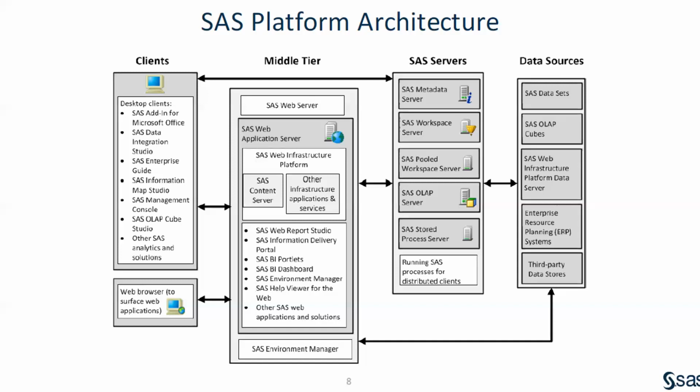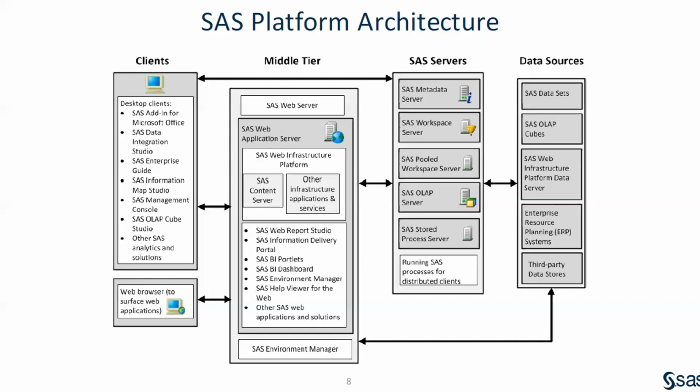Then middle tier. Middle tier is nothing but the web tier. Web tier means the tools you can access through Internet Explorer or a web browser. Those are called the middle tier, like Web Report Studio, which we did yesterday. Then stored process web application or BI dashboards. Even SAS Environment Manager also, we can access it through the web browser only. And even SAS Studio also. All these are considered as a web tier or middle tier.